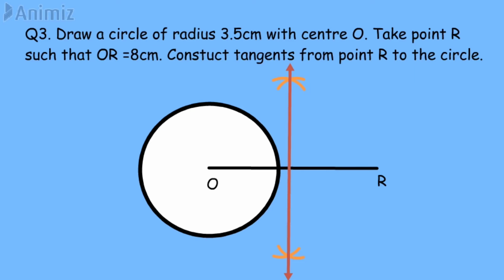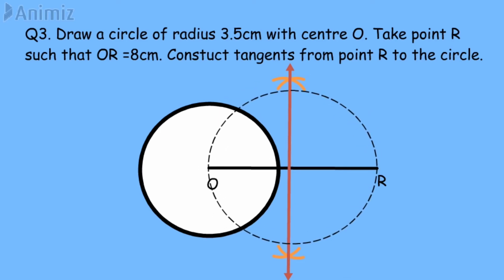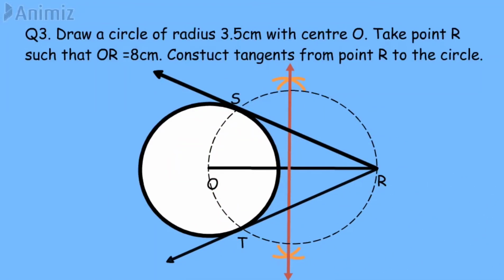Keep your rounder at this point. Take a distance up till O and draw one dotted circle. Now this has intersected the given circle at 2 points. Let's give names to these points, students: S and T. Now draw the ray joining RS and the ray joining RT. You will get two tangents. When you join RS, the tangent will be at point S. When you join RT, the tangent will be at T.